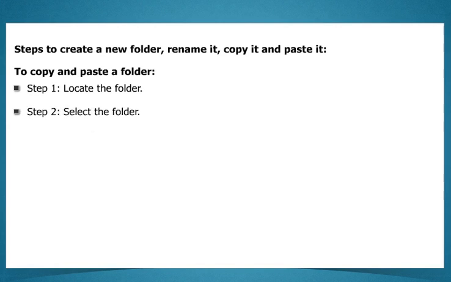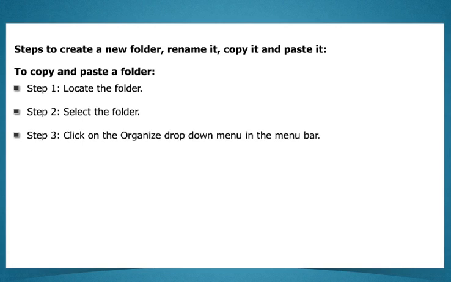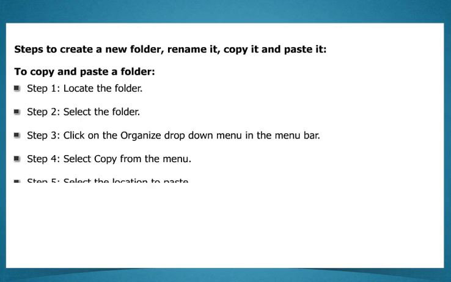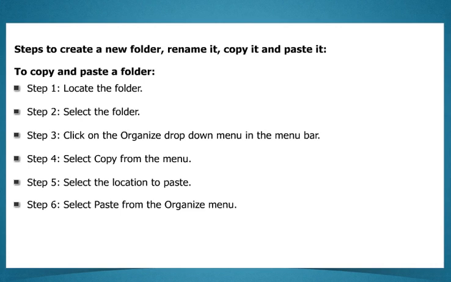To copy and paste a folder, Step 1. Locate the folder. Step 2. Select the folder. Step 3. Click on the Organize drop-down menu in the menu bar. Step 4. Select Copy from the menu. Step 5. Select the location to paste. Step 6. Select Paste from the Organize menu.